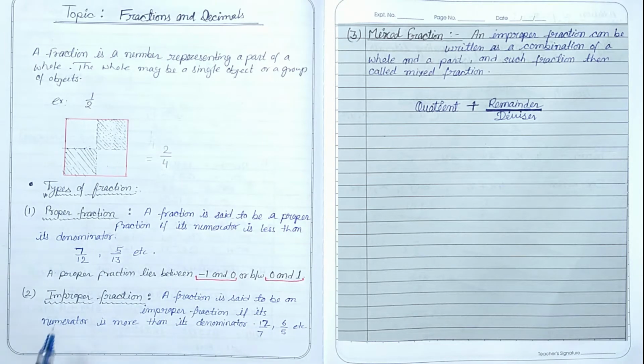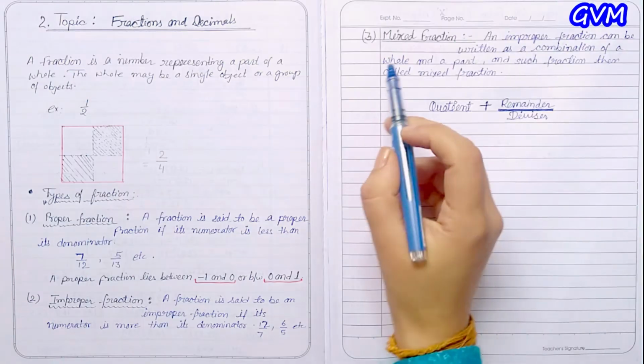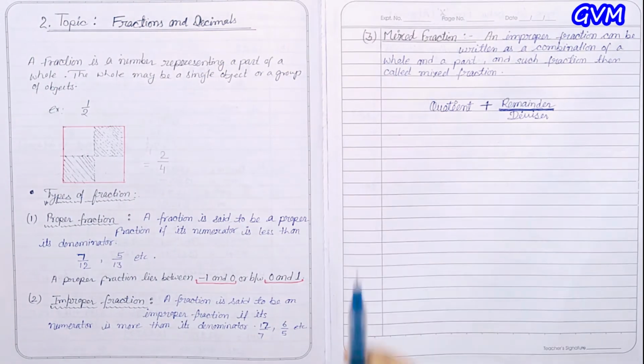Okay, now improper fraction. A fraction is said to be an improper fraction if its numerator is more than its denominator. Okay, so improper क्या होगा? जब numerator greater होगा denominator से, like here 12/7, 6/5. So these numbers will lie above 1. Okay, next we have mixed fraction.